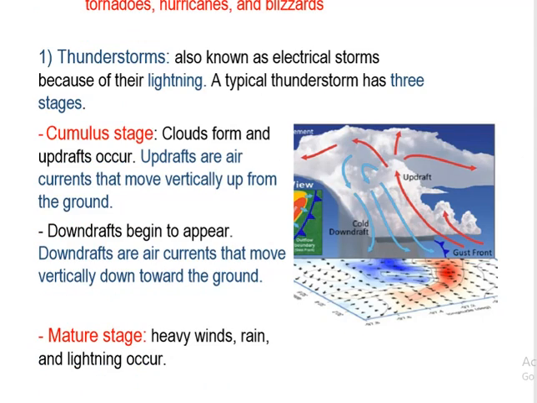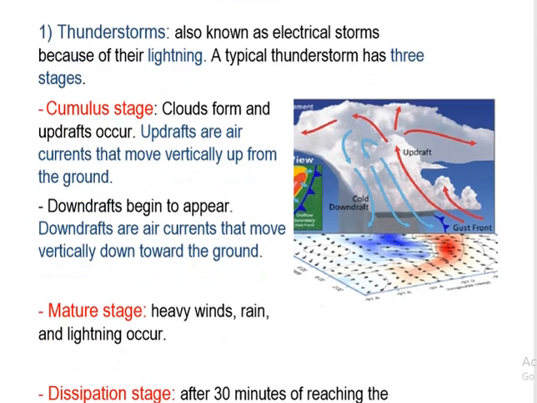First stage will be cumulus stage. From the name, the cumulus cloud will form. Updrafts occur. What is the meaning of updrafts? Look at the photo. Updraft, the air that moves up, and downdraft, the air that moves down. So, in the first stage, clouds and updrafts form.